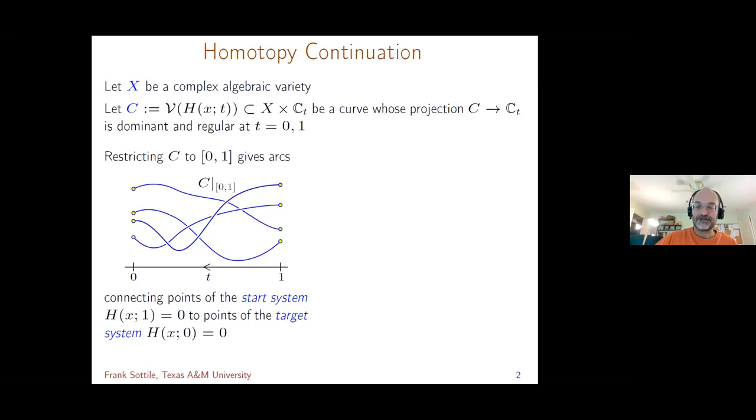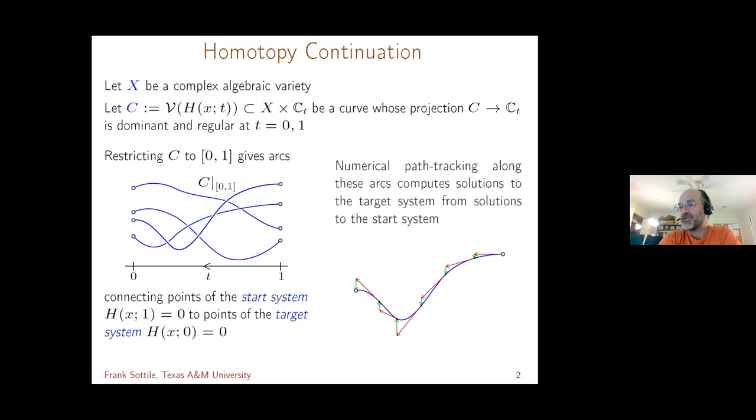Given these data, then standard algorithms in numerical analysis, namely path tracking algorithms, let you walk along these arcs to compute solutions of the target system, knowing solutions of the start system. What you see here is a little cartoon showing Euler steps, tangent approximation, and Newton correction at certain knot points in the interval to get me to the end. That's the basic idea of homotopy continuation.